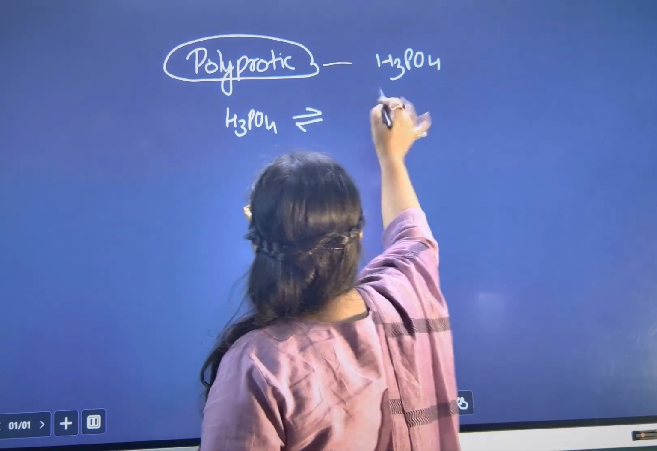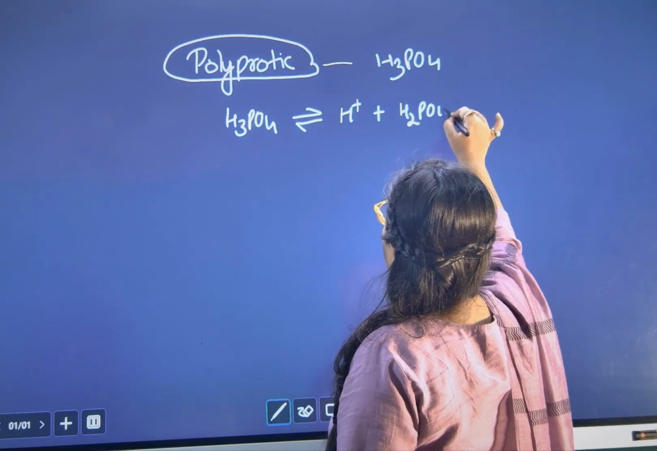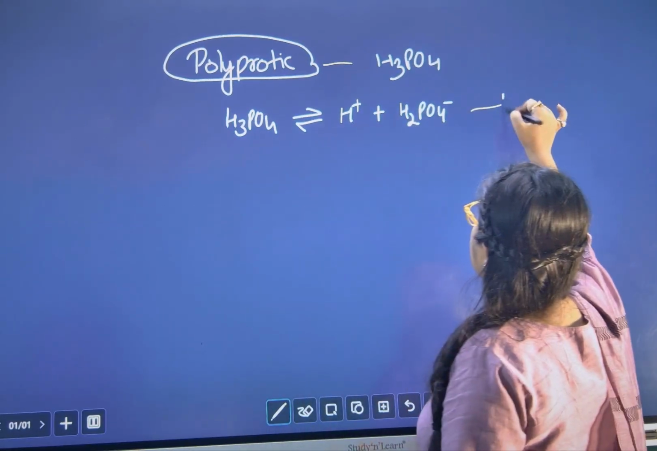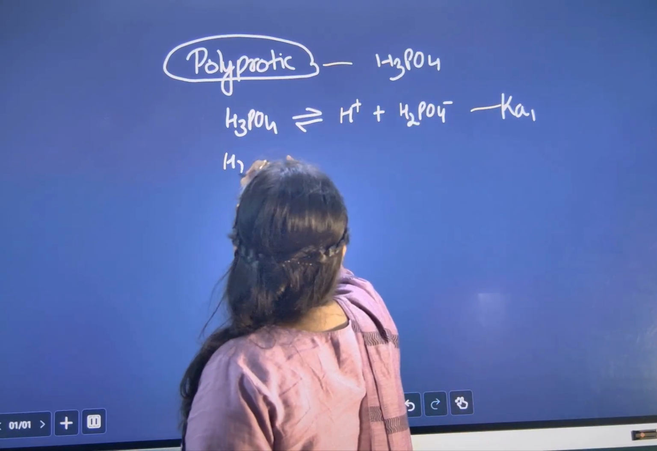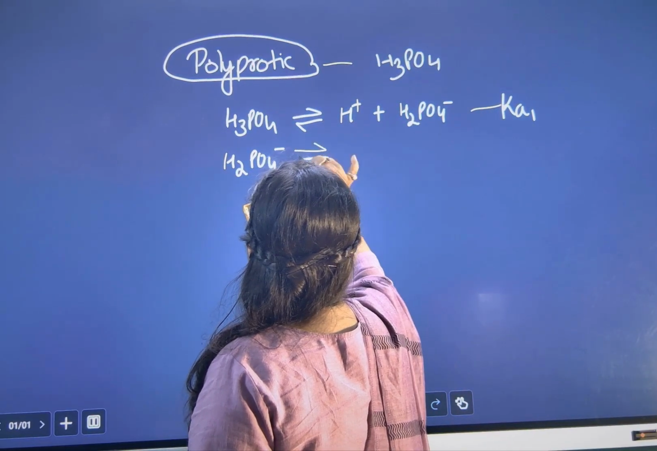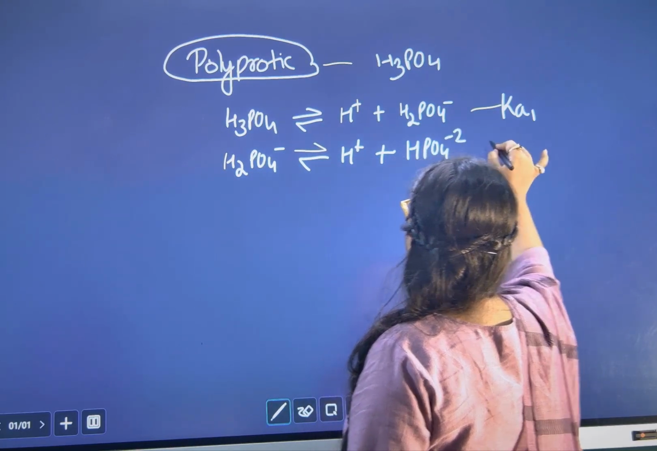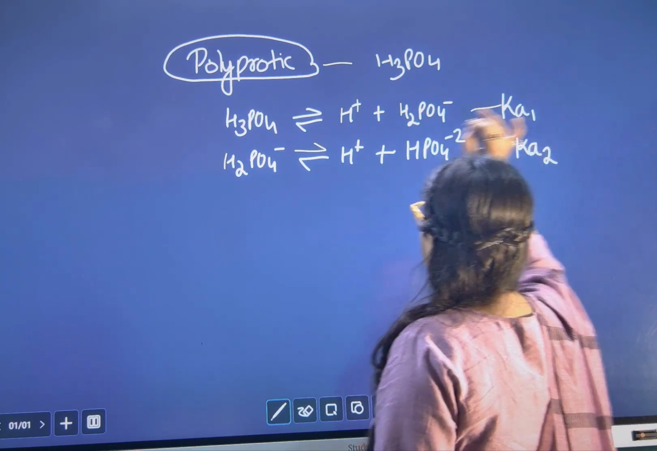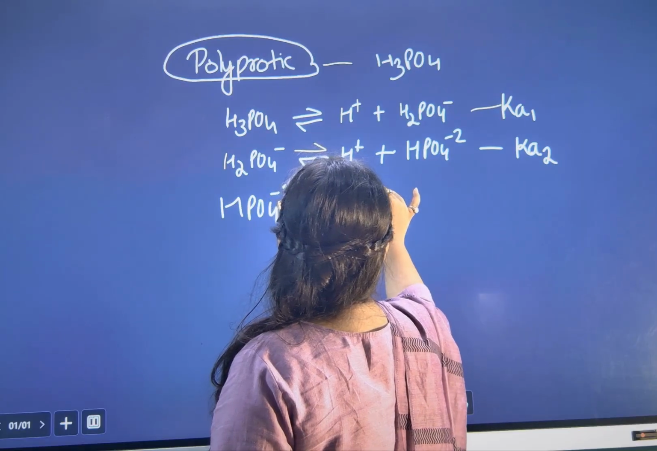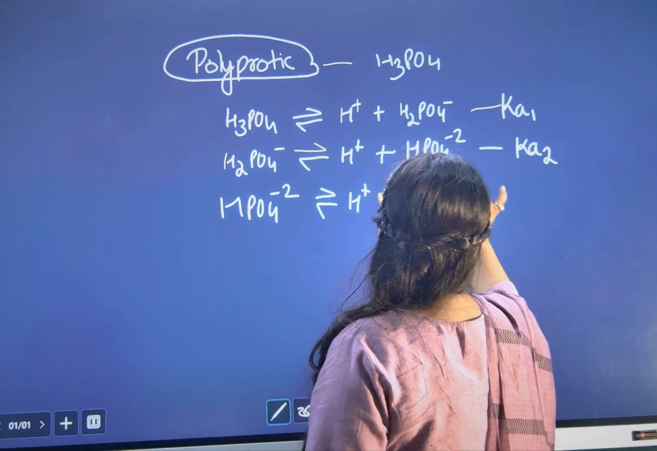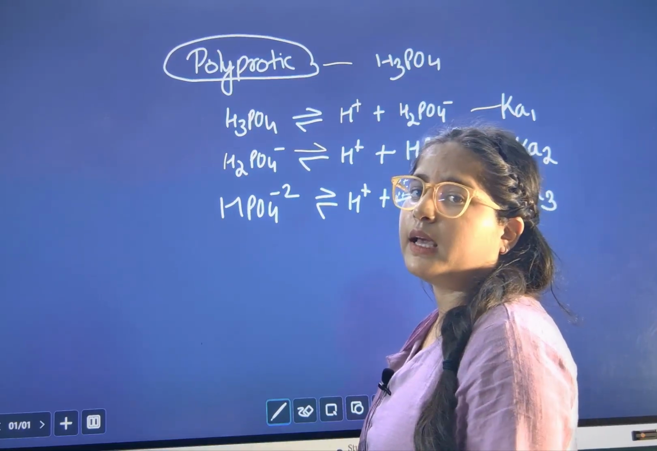H3PO4. Let us release an H plus ion. What will be remaining here? H2PO4 minus. For this, let's say our dissociation constant of weak acid is Ka1. Now from H2PO4 minus, let us take an H ion. What I will get is HPO4 minus 2. Let's say the dissociation constant here is Ka2. Next, HPO4 minus 2, let us dissociate one more H ion. So we'll get PO4 minus 3. This is our Ka3, the dissociation constant here is Ka3.